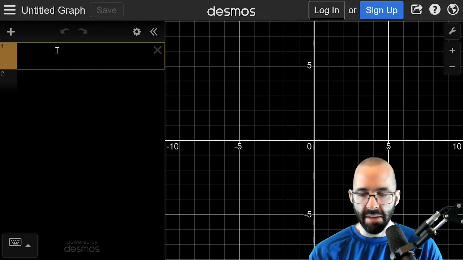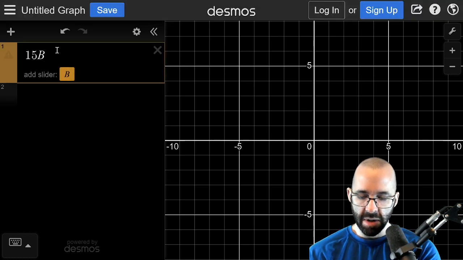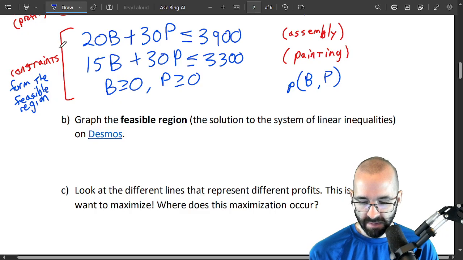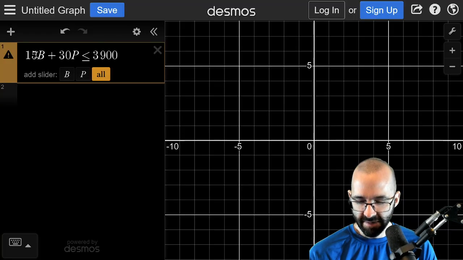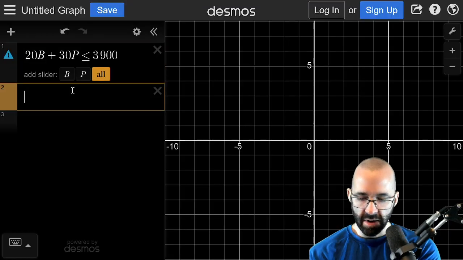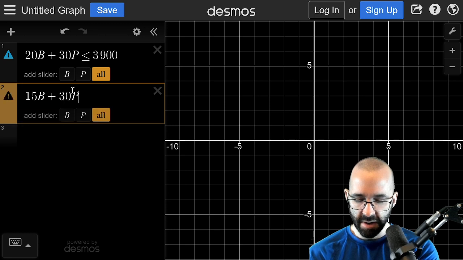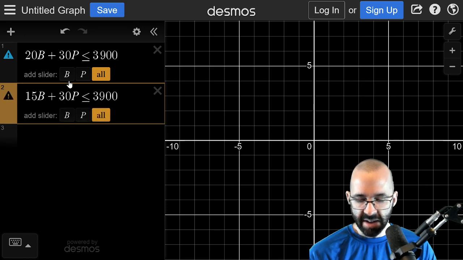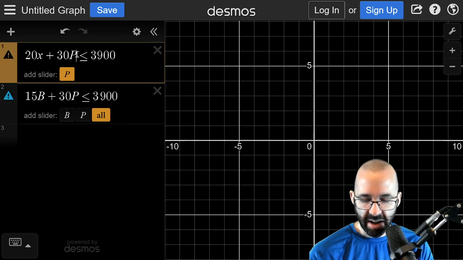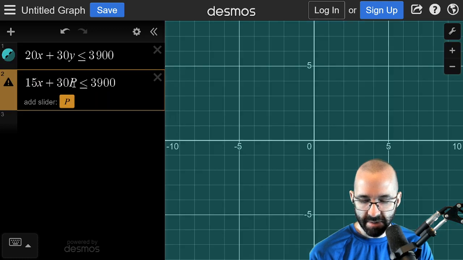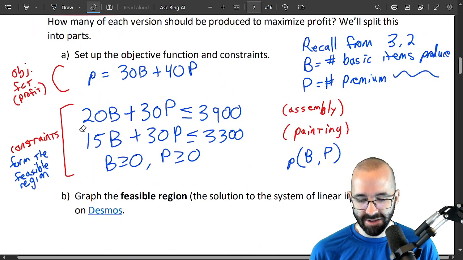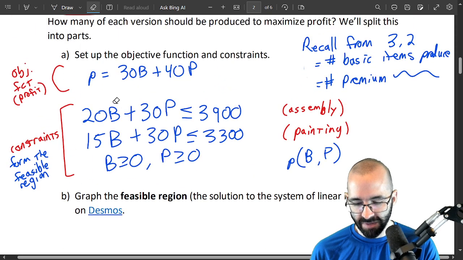So go into Desmos and we'll graph these. We'll say that 15B plus 30P less than or equal to 3,900. Nope, it's 20 plus 30. And the other one is 15 plus 30. Currently, Desmos doesn't know that these are variables. So I'm going to replace them with X and Y so that it's not confused. In fact, if you want to just replace them all with X and Y right now, so that we don't have confusion, you could do that.